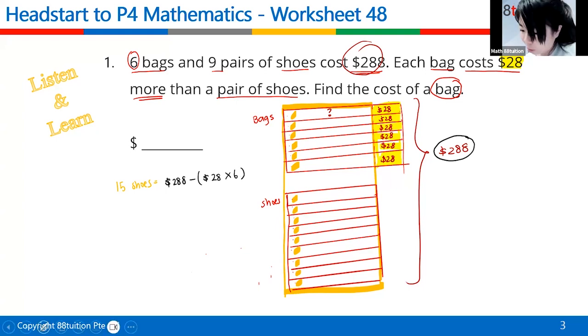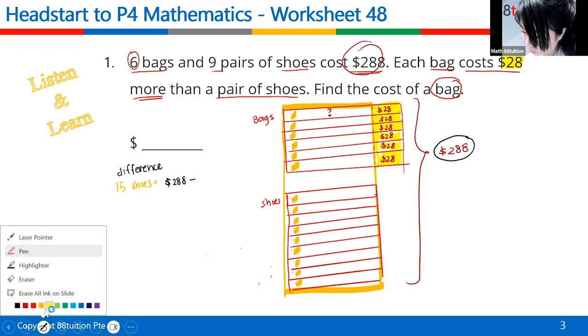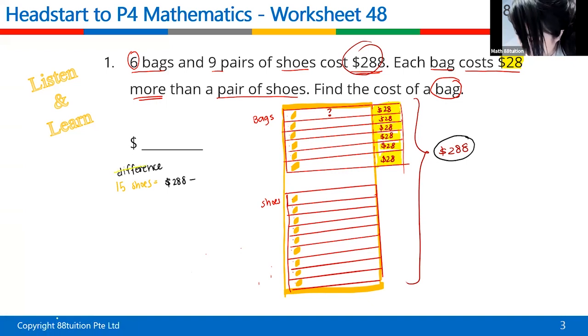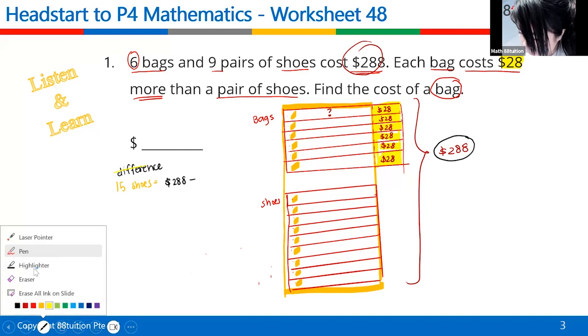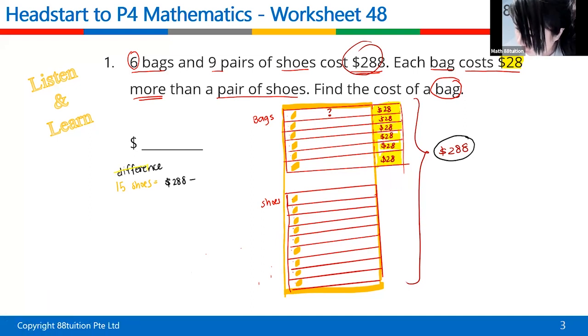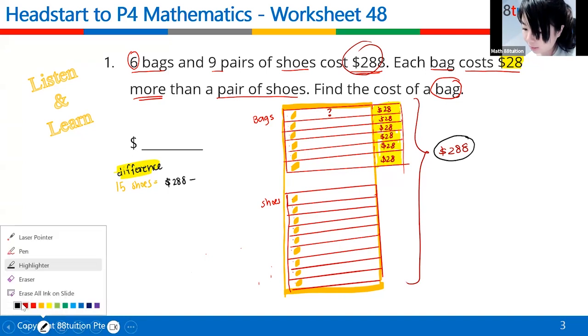Okay, before we do that, it's a bit confusing. Let me stop for a while. Instead of writing this, let's find first the cost, the difference. The difference is the yellow portion that I mentioned just now. Everybody can see the difference that I'm highlighting in yellow? The $28 times 6.